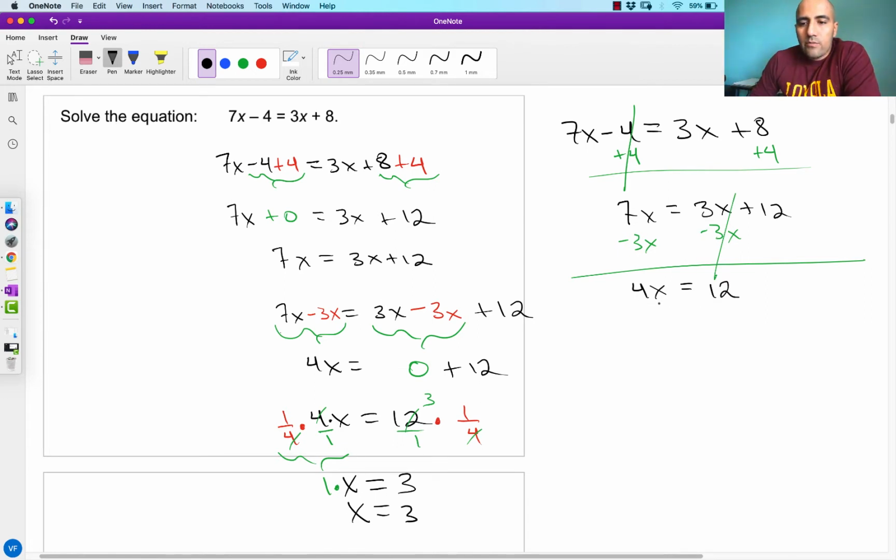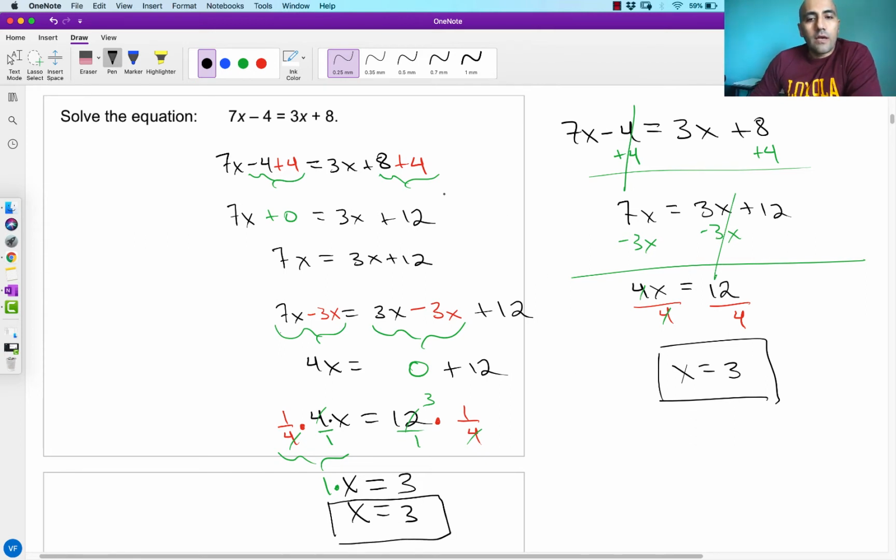And now, again, we can either multiply both sides by 1/4, or we could divide by 4. Either way, right? Dividing by 4, multiplying by 1/4, same thing. Divide by 4, divide by 4. And then you can just cancel out the 4's, and we end up with x equals 3. Good. So, easier, faster, that's okay.